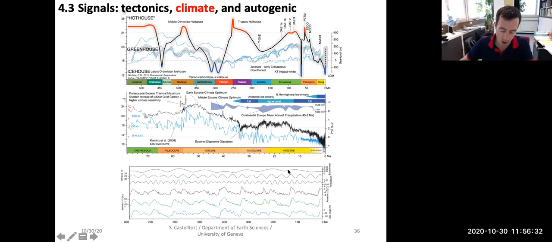You remember that these parameters, precession, obliquity, and eccentricity, are geometric parameters of the orbit of the Earth around the Sun, but also of the way the axis of the Earth is oriented. Okay, the axis of the Earth has an angle. This is the obliquity, and it changes. This angle is changing with time, and it changes regularly with a period of 40,000 years.